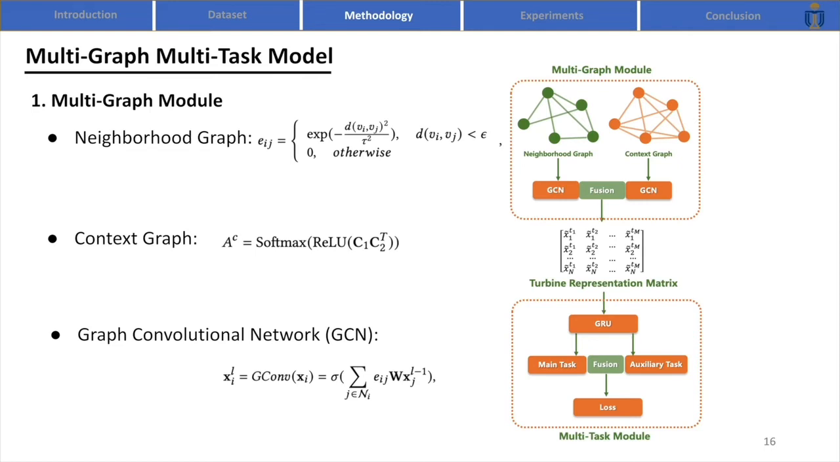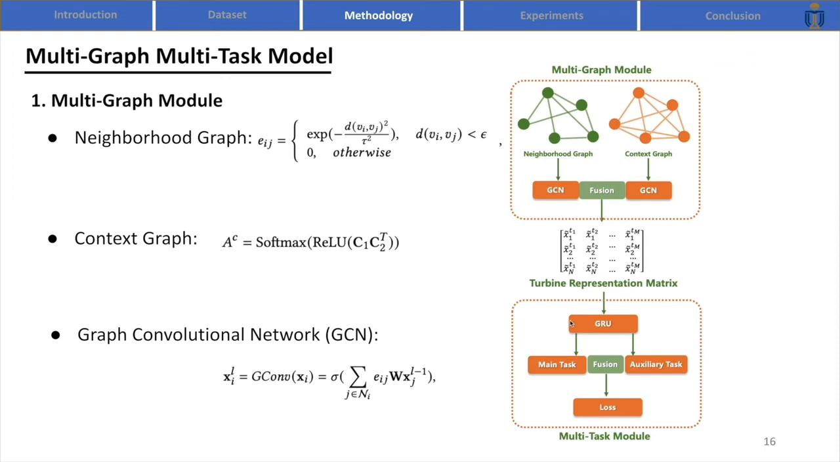In that graph, each node is a corresponding wind turbine. The entry in the adjacency matrix is determined by the distance among different wind turbines. Specifically, if the distance between two turbines is too far, we just treat the weight as 0. And the second graph is called the context graph.